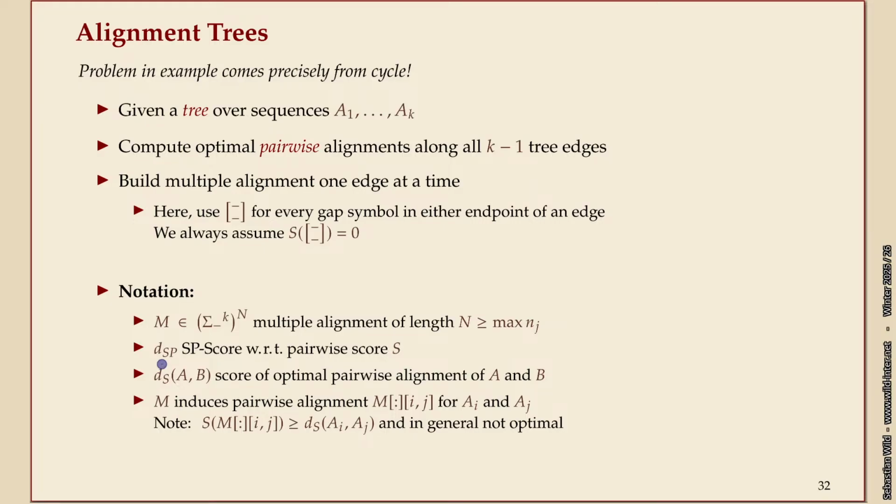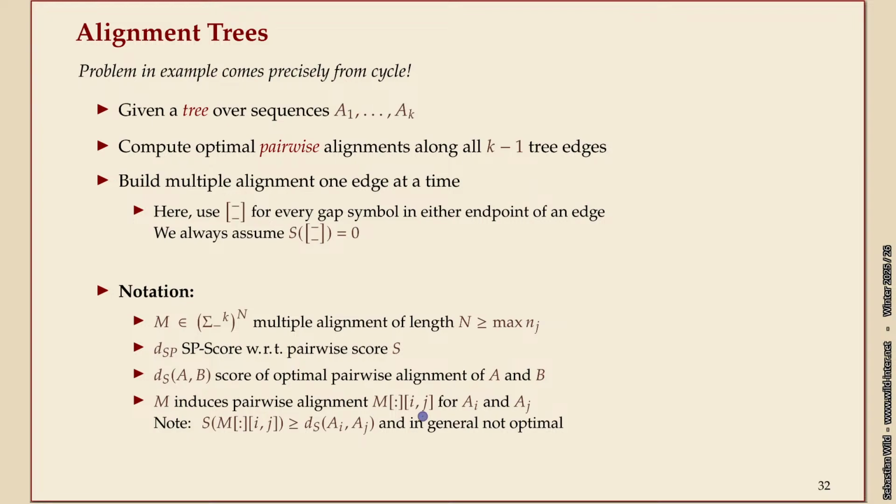DS, I think I've used it consistently like this before, but that's the score of the optimal pairwise alignment between two sequences. Whereas S itself was a function that gives you the score of columns or the score of some alignment, and you just give the alignment, and it may or may not be the best alignment. Whereas DS, D for distance, should give you the score of the best alignment.